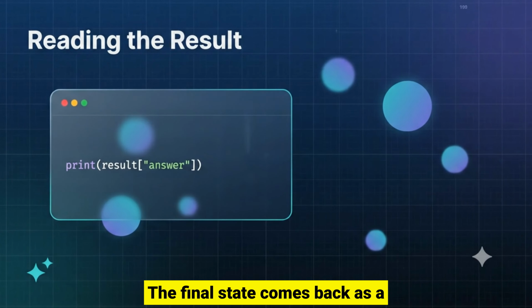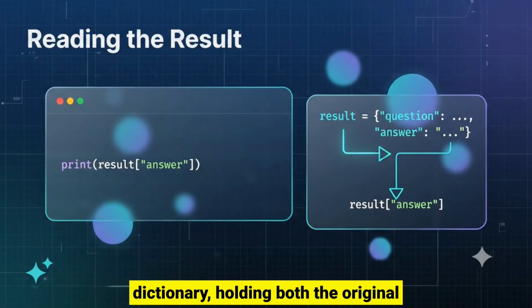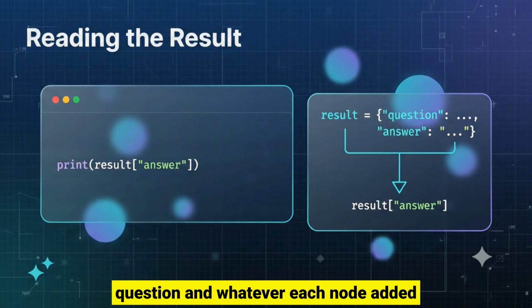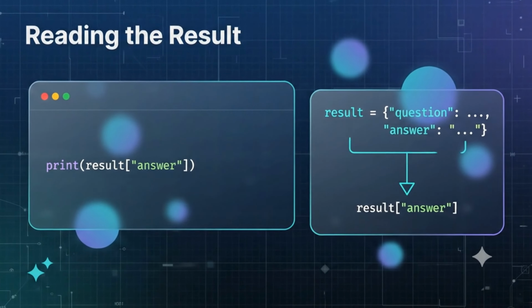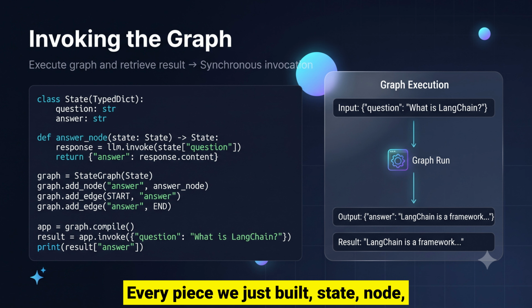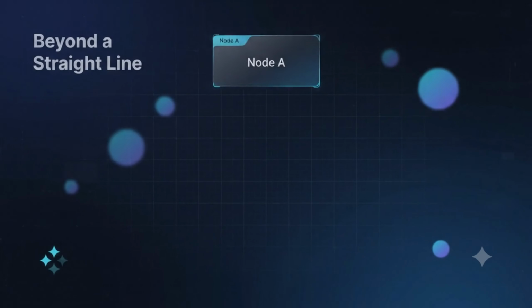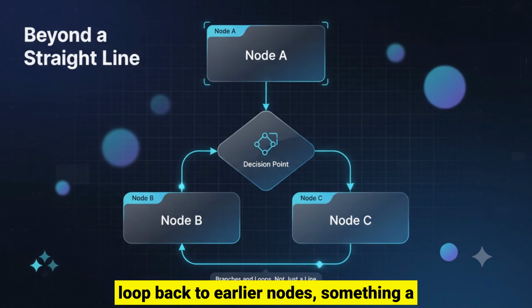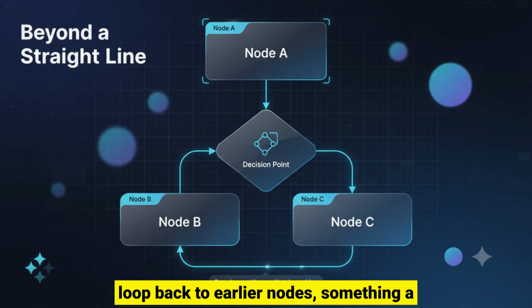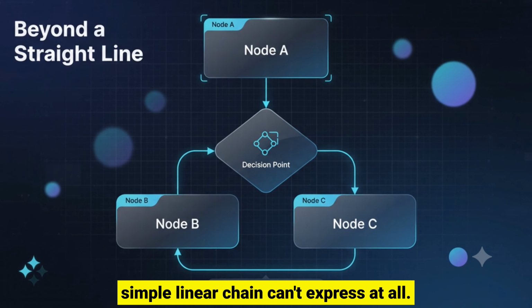The final state comes back as a dictionary, holding both the original question and whatever each node added along the way. Every piece we just built, state, node, edges, and the compiled app, comes together into this one complete graph. Real graphs branch based on state and can loop back to earlier nodes, something a simple linear chain can't express at all.